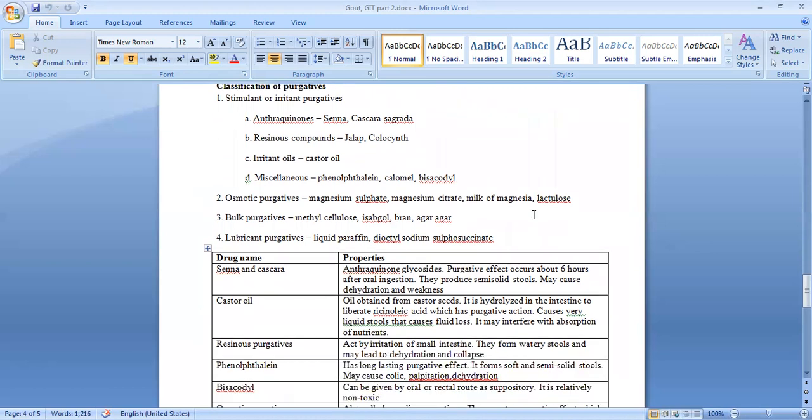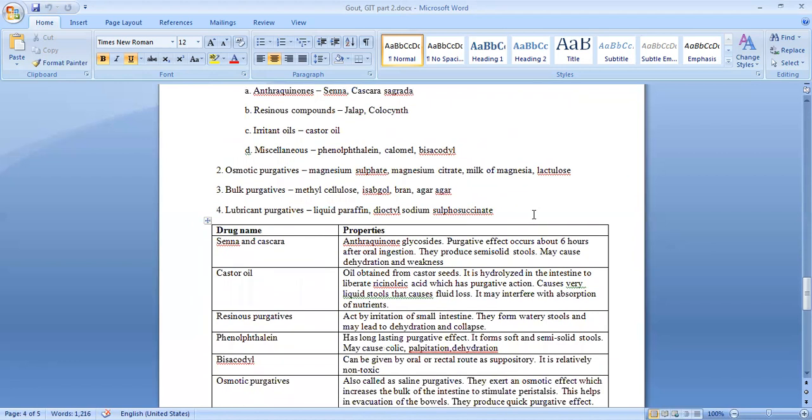Then we have the second category of drugs which are called osmotic purgatives. These drugs, what they will do is they will change the osmotic pressure, and because of that osmotic effect, they will draw liquid into the GIT. Examples are magnesium sulfate, magnesium citrate, milk of magnesia, and lactulose.